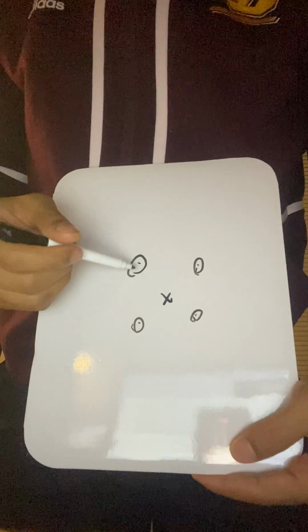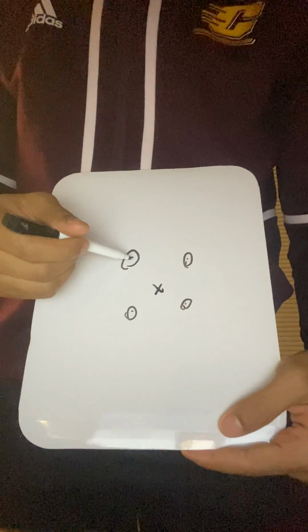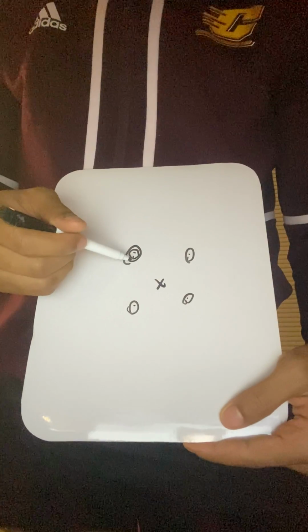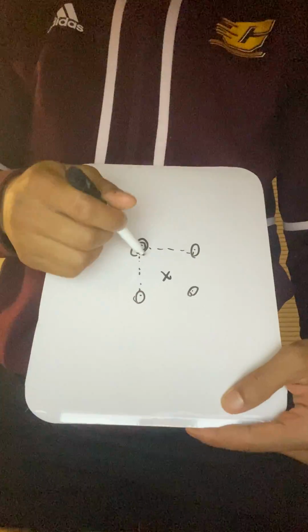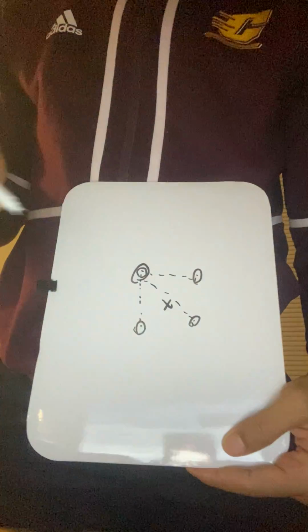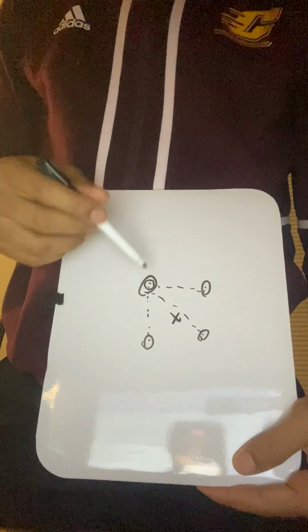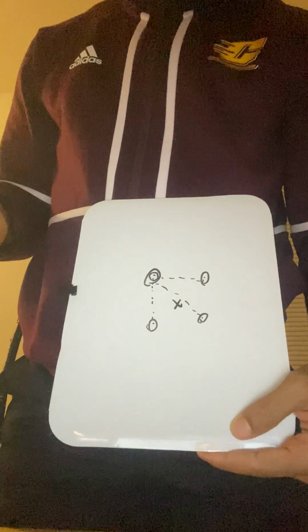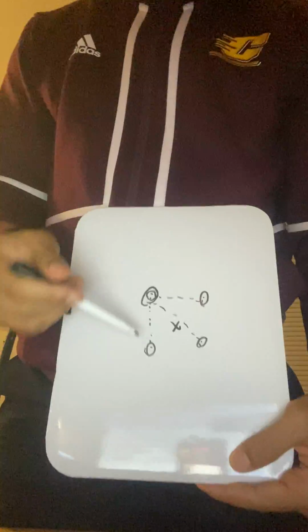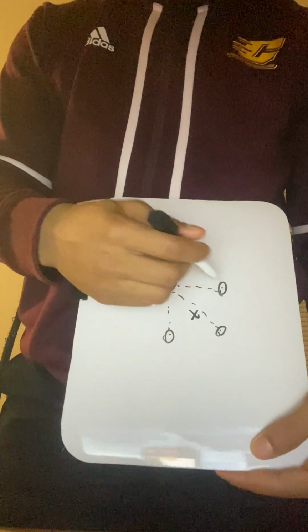And if the ball is here, let's say the ball is here, this player can pass the ball here, here, or they can pass it here to this teammate. And they're just trying to move the ball around and keep it away from the X. And that's basically all they're doing. This is just what the drill looks like. They have the decision to pass to 1 of the 3.